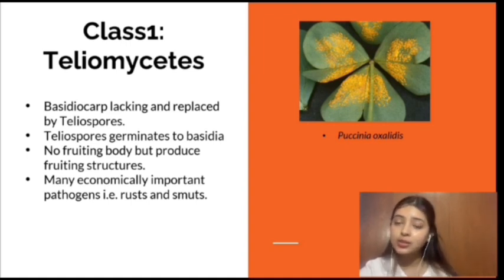This group contains two orders: order number 1, Uredinales, and order number 2, Ustilaginales. On the right side of your screen, there is an example of the class Teleomycetes, that is Puccinia oxalidis. Moving on to the next slide.